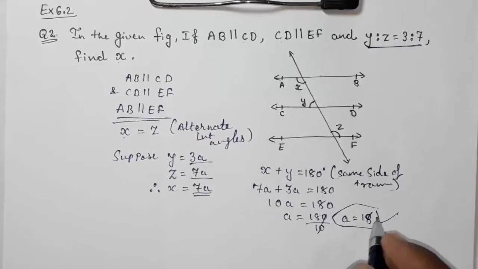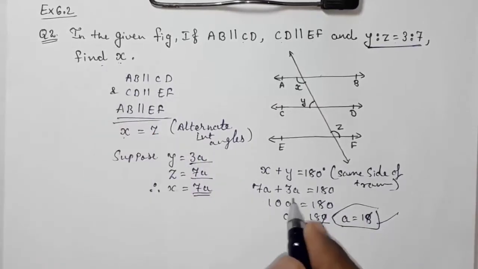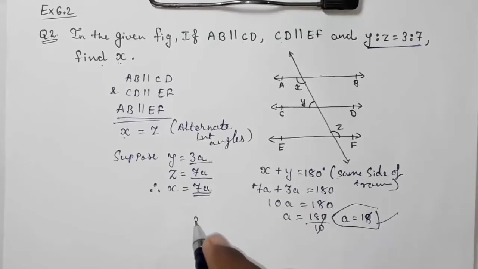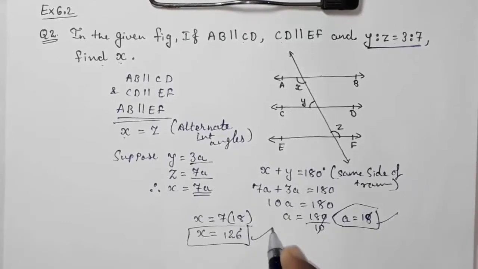Now we got that A is 18, but we don't want A, we want to find X. So what will be X? X is equal to 7A. So X is equal to 7 into 18. Therefore, it will be 7 eights are 56, 5 carry 12, 126. X is equal to 126 degrees.